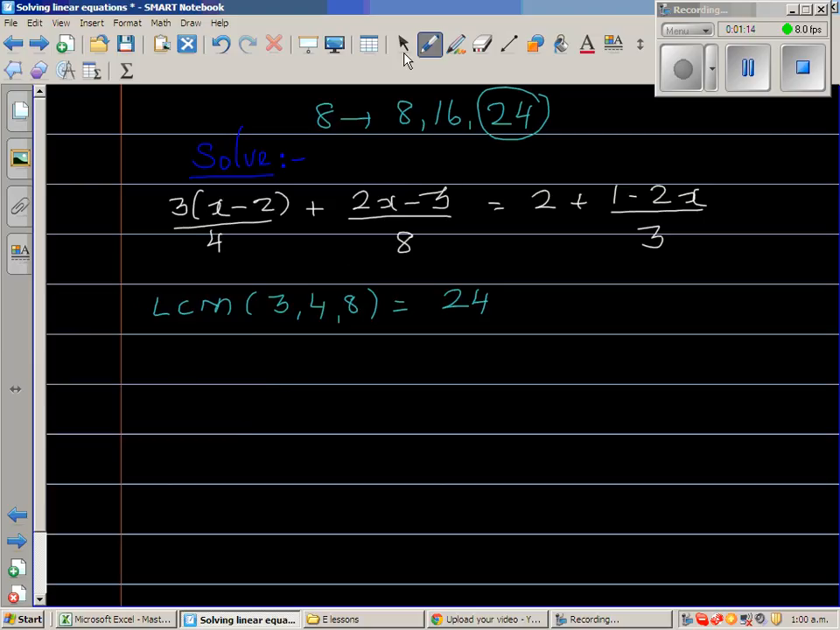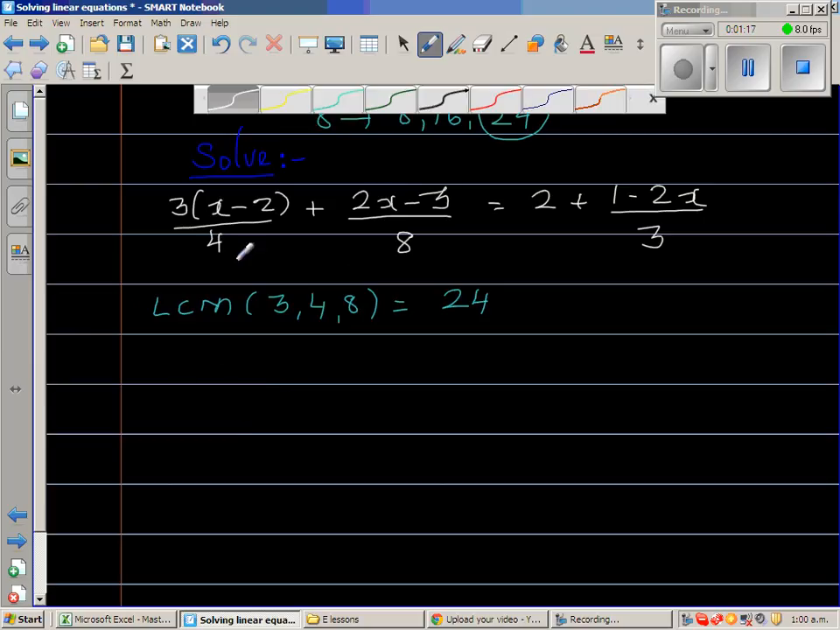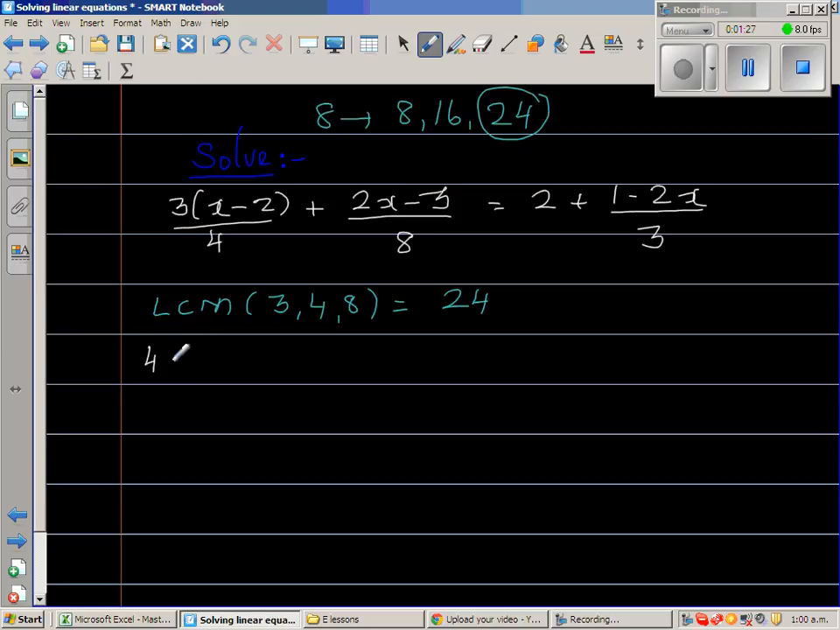Now the next step is to multiply everything by 24. I'm going to write 24 like this. 4 times what is 24? 4 times 6. So 4 times 6 times 3, and 3 is already there: (x minus 2) over 4. I multiplied this by 24. Next I want to multiply the other term by 24. I'm going to write 24 as 8 times 3, times (2x minus 3) over 8.